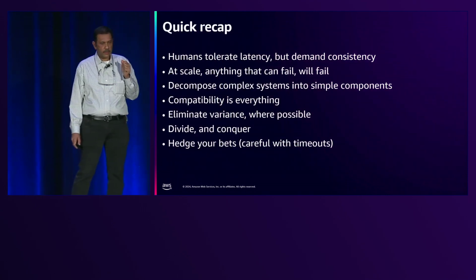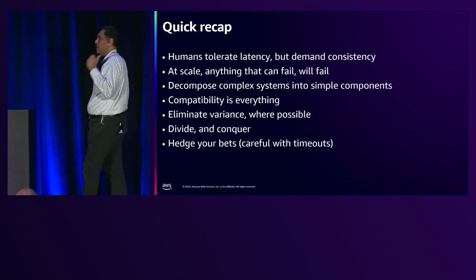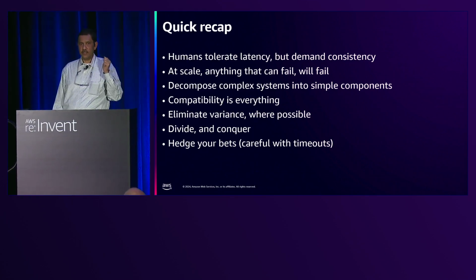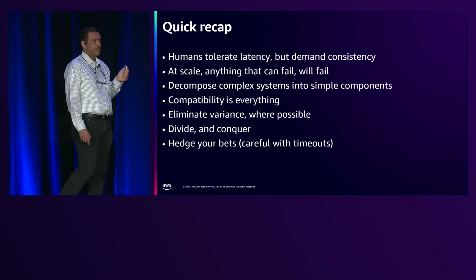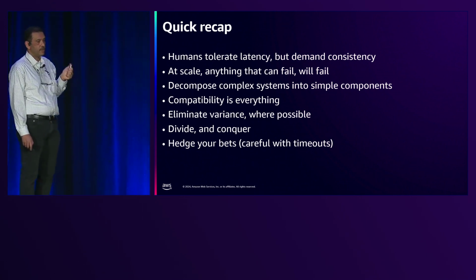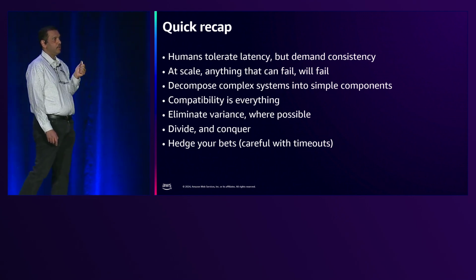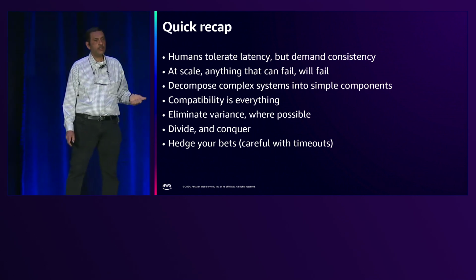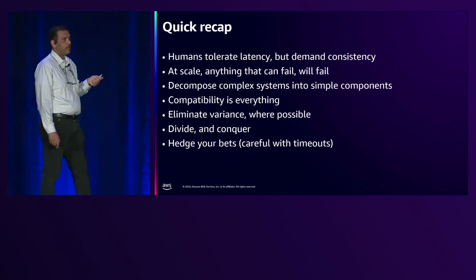So these are some of the things which we've kind of learned. Let me quickly run through these. Humans will tolerate latency, but they will absolutely demand that you're consistent. If something can fail, it is going to fail. Prepare for it. Build simple systems from simple pieces used over and over again. Build them with the idea that you're going to be doing backwards compatible stuff. Build it in such a way that you can do continuous deployments. Build it in such a way that you can use parallelism to your benefit.